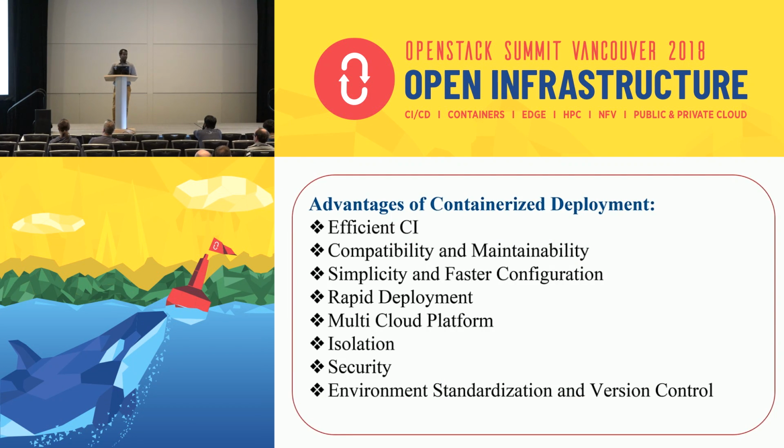And what are the advantages? I think everyone might be aware of them, they are pretty much obvious. Efficient CI, compatibility and maintainability with the Docker container, or LXC itself. Simplicity and faster configuration, like we already do in Kolla as well as the TripleO project with containers, and Kolla images provide faster configuration, for example with the override mechanism.